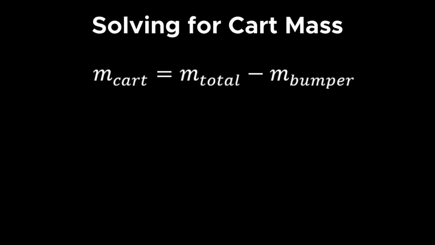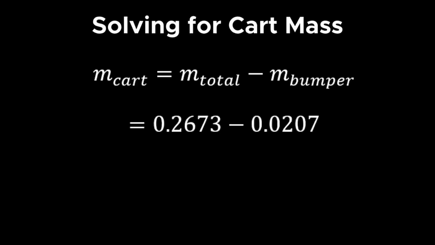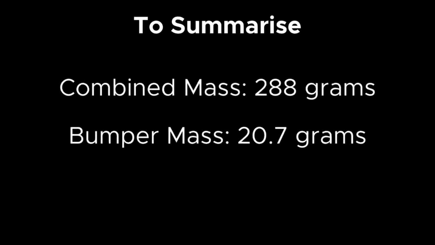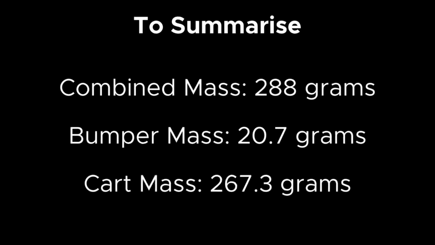Lastly, we will subtract the mass of the bumper from the combined mass to give us the mass of the cart. We calculate this to be mass of cart equals 0.267 kilograms, 267 grams. To summarize, our experiment found a combined mass of 288 grams for both the bumper and the cart, a mass of 20.7 grams for the bumper by itself, and a mass of 267.3 grams for the cart.